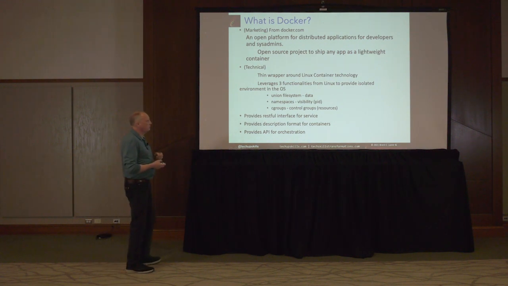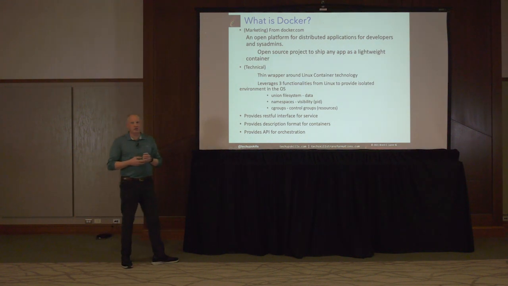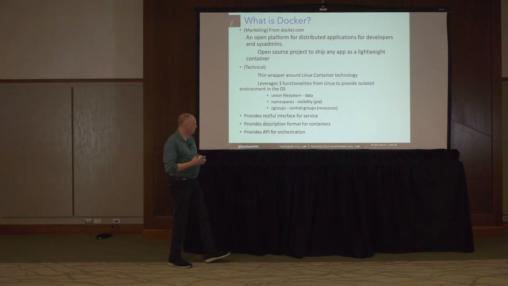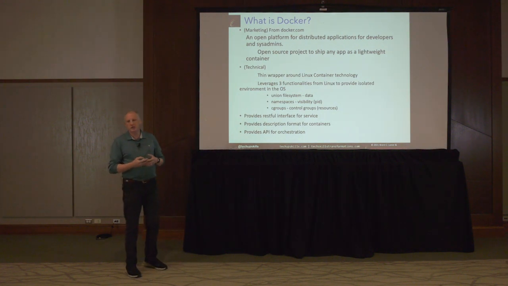In reality, what Docker is, is just a thin wrapper around some Linux container technology. So the Linux operating system has a set of core technologies in it, LXC, Linux Container technology, and things like Docker leverage three functionalities from Linux to provide this isolated environment. Things like the union file system, we saw that drilling down through the layers. The namespaces, we'll talk about that in just a moment, to restrict the visibility, and C groups or control groups to manage resources in there. So what Docker is doing is really just wrapping around these core technologies and using them together in a way that they can then create the images from it.